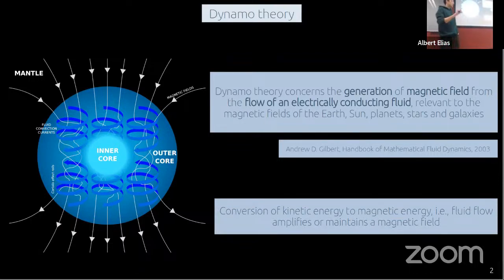So the sentence would need to be changed, and dynamo action would be the conversion of kinetic energy to magnetic energy. Or in other words, fluid flow that amplifies the magnetic field.